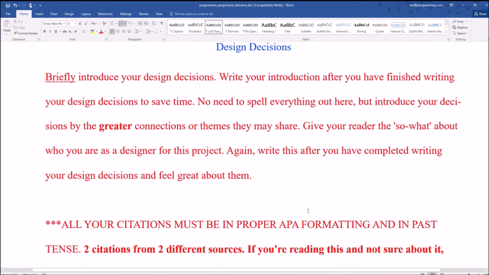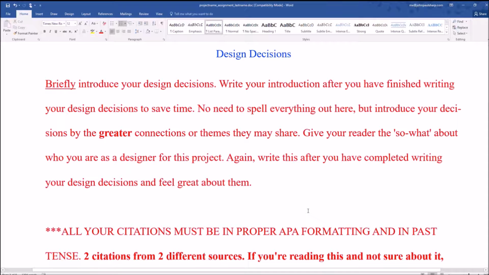Moving into the meat of the paper, we have design decisions. And for the first introductory paragraph, don't really worry about that until you have written out all your design decisions first. Then you go back in and you write the introduction, which is maybe 2 to 3 sentences that either summarize your design decisions, provide a theme or some kind of interesting connection, anything that would help your readers to know before they go into your design decisions.